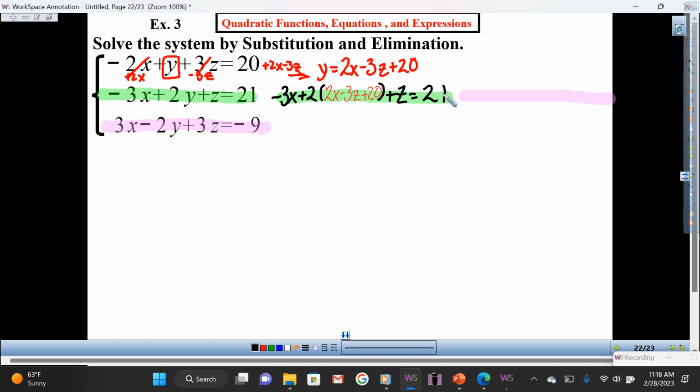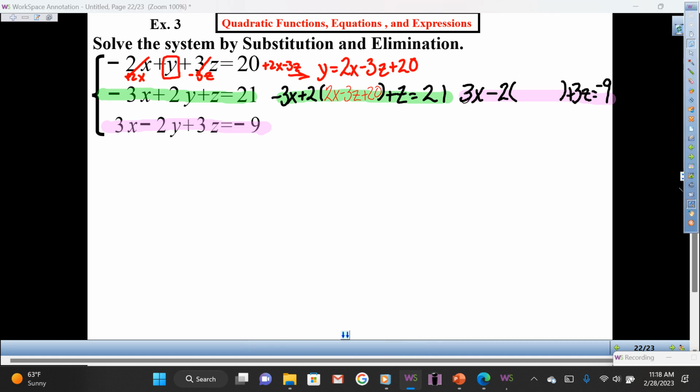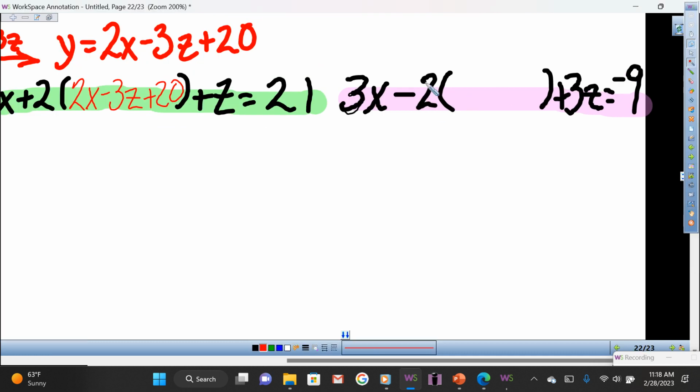I'm going to write 3x minus 2 parentheses plus 3z equals negative 9, which is this pink one. But again, instead of y, what am I going to substitute in there? The same thing. So let me zoom in again. I'm going to substitute 2x minus 3z plus 20.